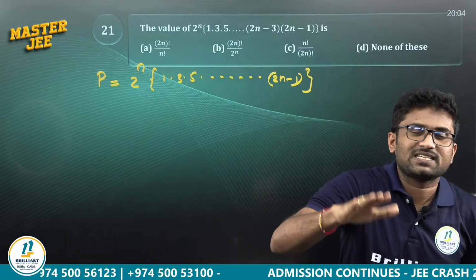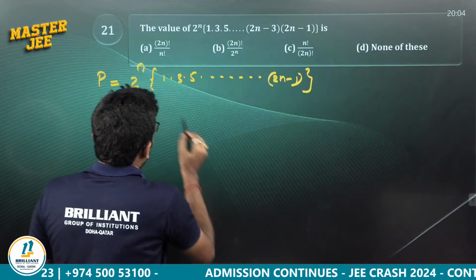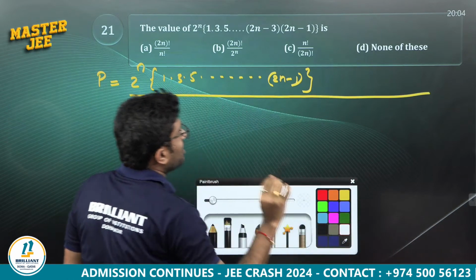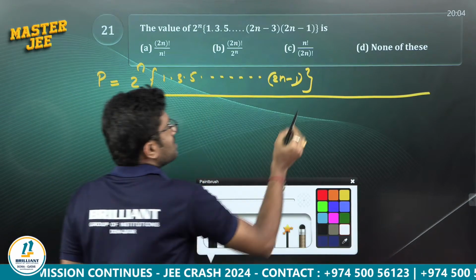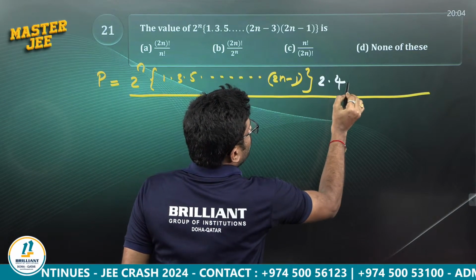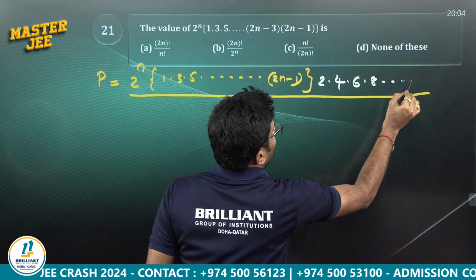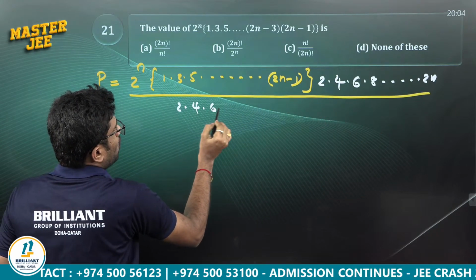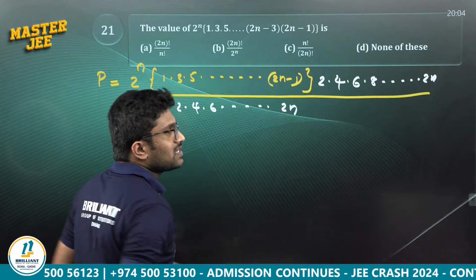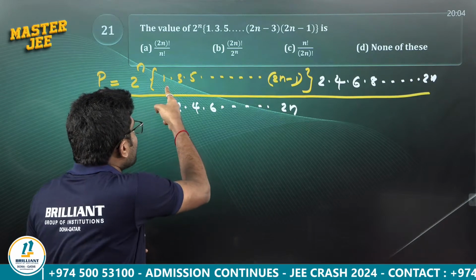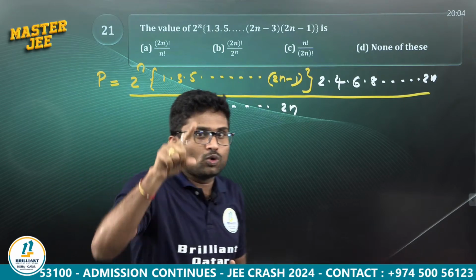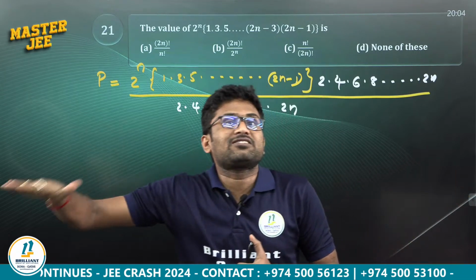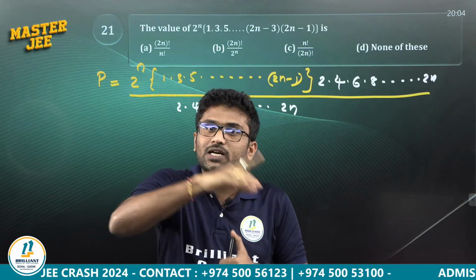Guys, this can be simplified by using factorization. What we do is multiply and divide with the n even numbers, 2, 4, 6, 8 and so on till 2n. As I multiply, I am dividing by 2, 4, 6 and so on till 2n. Why? Because these are consecutive odd natural numbers, and to express it in factorial form, we need consecutive natural numbers, not odd or even.